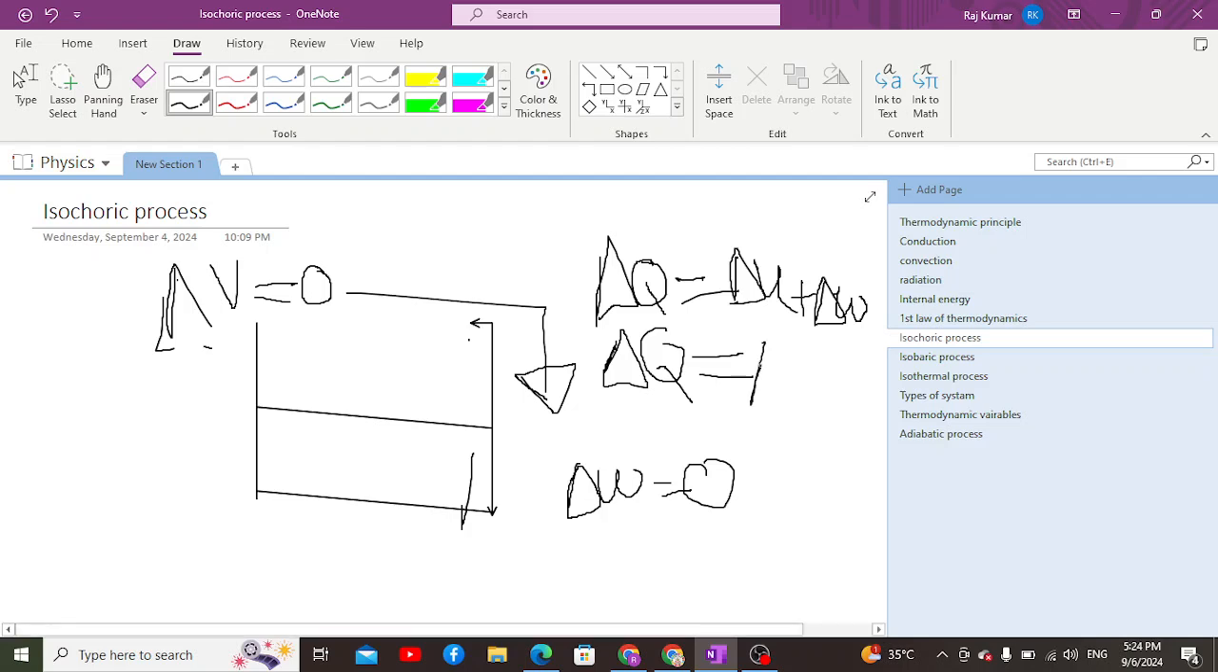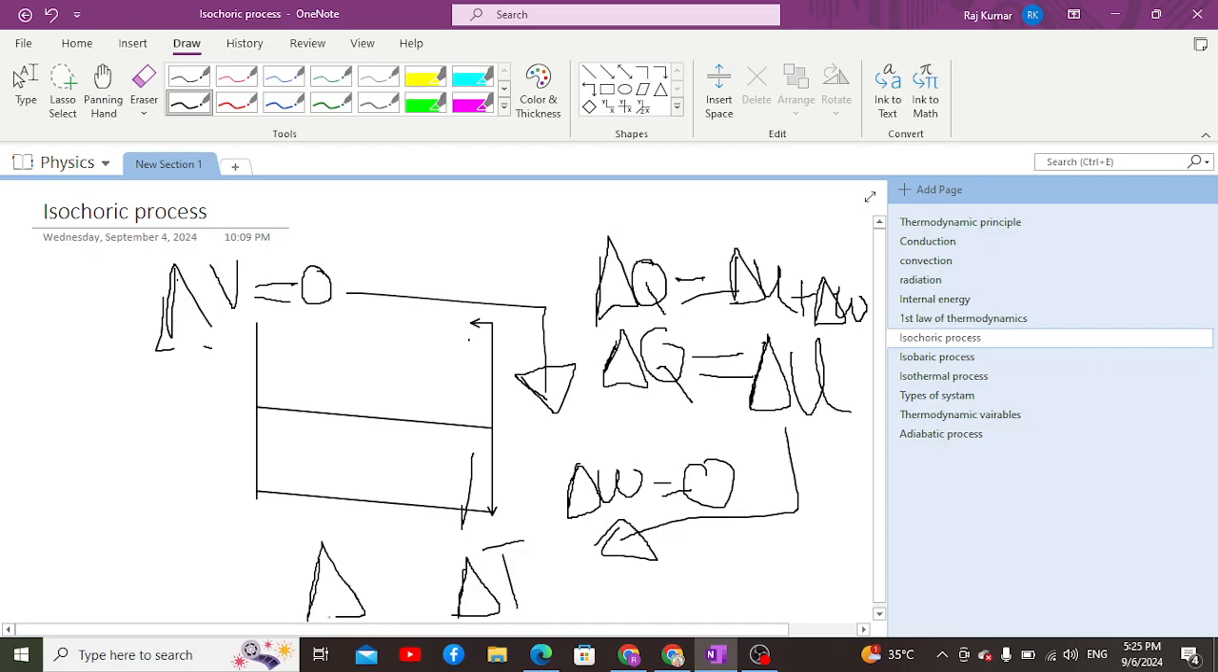due to which, whenever there is an increase in the internal energy of the system, it will cause an increase in the temperature of the system. As a result of the increase in internal energy, the molecules' kinetic energy would increase, due to which the temperature of the system would increase.